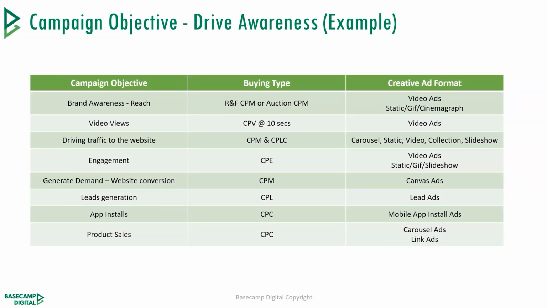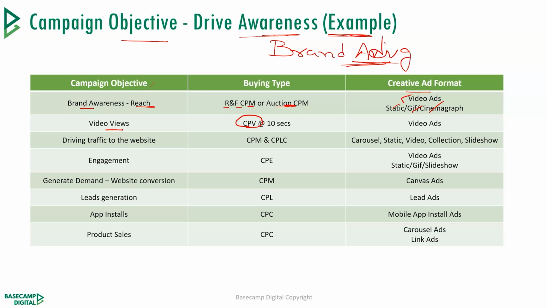And then, as I said, campaign objective. This is very clear. In this case, I am talking about driving awareness, for example. So what we are talking about here is brand advertising, right? Very, very important. Brand advertising is what we are talking about here. So when I'm talking about brand advertising, what I tell them on Facebook and Instagram is brand awareness, that is a reach campaign. Facebook provides reach and frequency CPM or auction CPM. The creative format I'm going to run is video ads, static, GIF or cinematographic, right? Video views, CPV, cost per view.